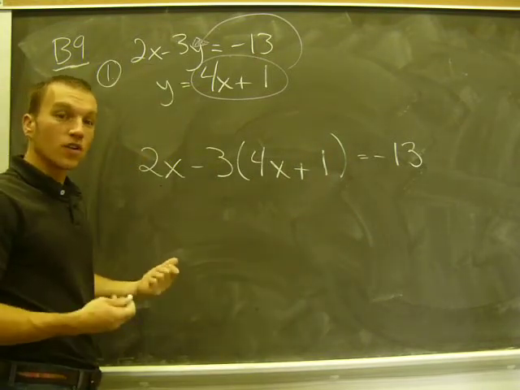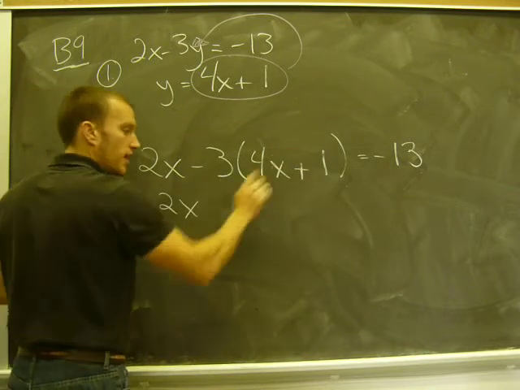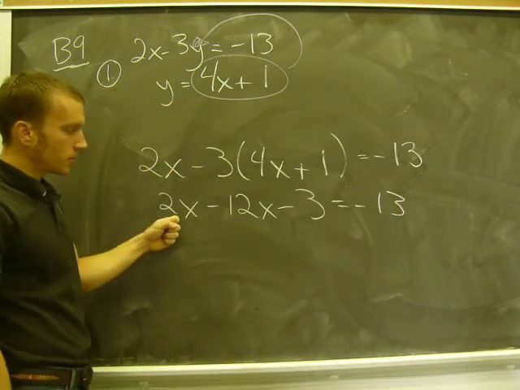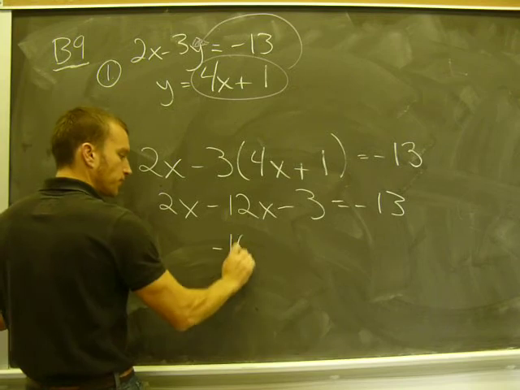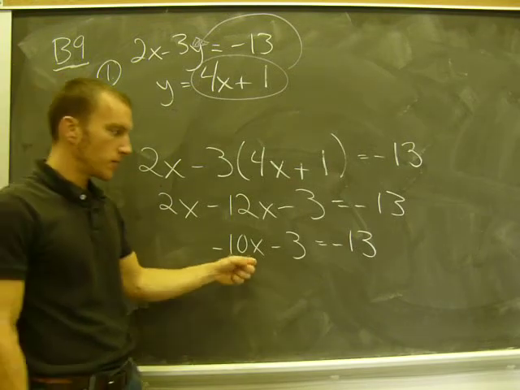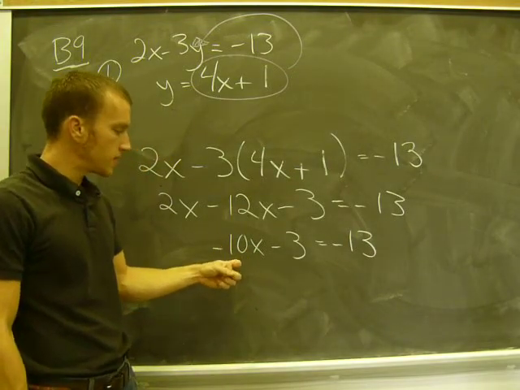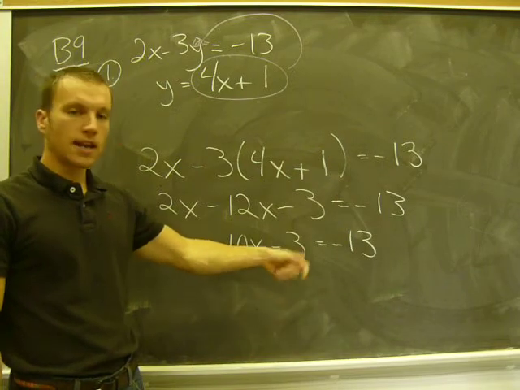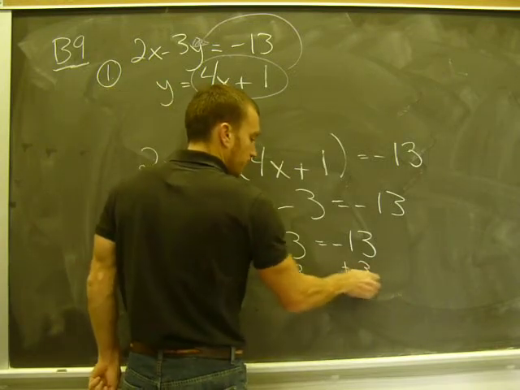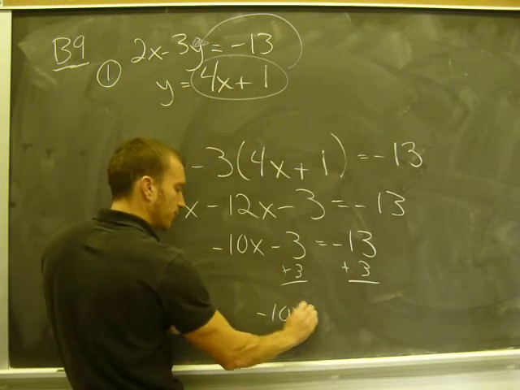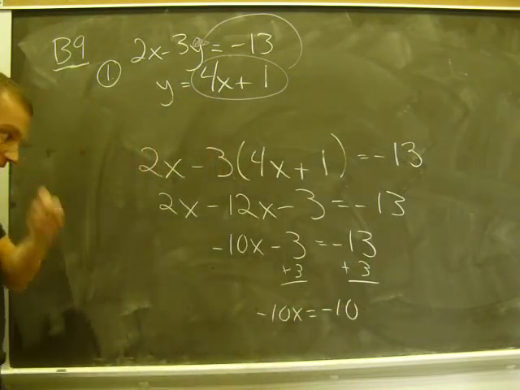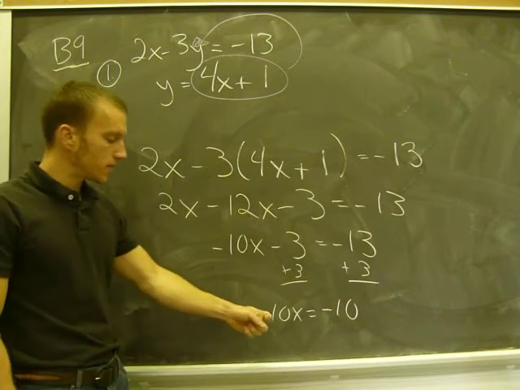So this will be a review for solving linear equations. Distribute the negative 3. Combine like terms, 2x minus 12x. Okay, and now I have the x term on the left-hand side of the equation by itself. I just got to get rid of this 3. Since it's negative, I want to do the opposite operation there. So I'm going to add. And now I have negative 10x equals negative 13 plus 3, which is negative 10. Okay, so negative 10x equals negative 10.